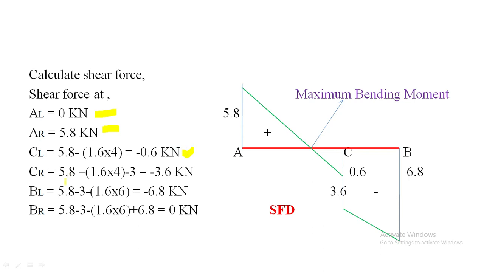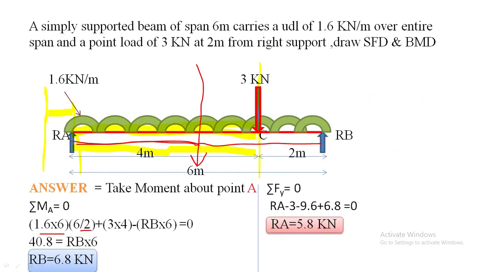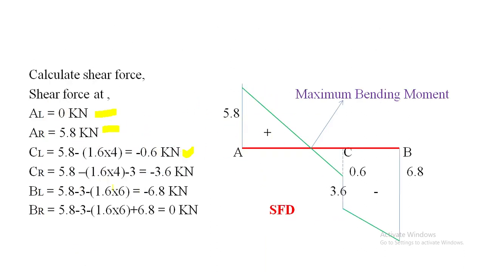The next, C of right. C of right is equal to 5.8 minus 1.6 into 4 minus 3, which is equal to minus 3.6 kilonewton. That means this section line is now drawn right to the C. Now look left to the section line. While looking left, there is RA force, UDL force and C force. So RA force value is 5.8 kilonewton plus C, which is going in downward direction, so minus 3, and the A to C UDL is 1.6 into 4. It is minus 3.6 kilonewton.